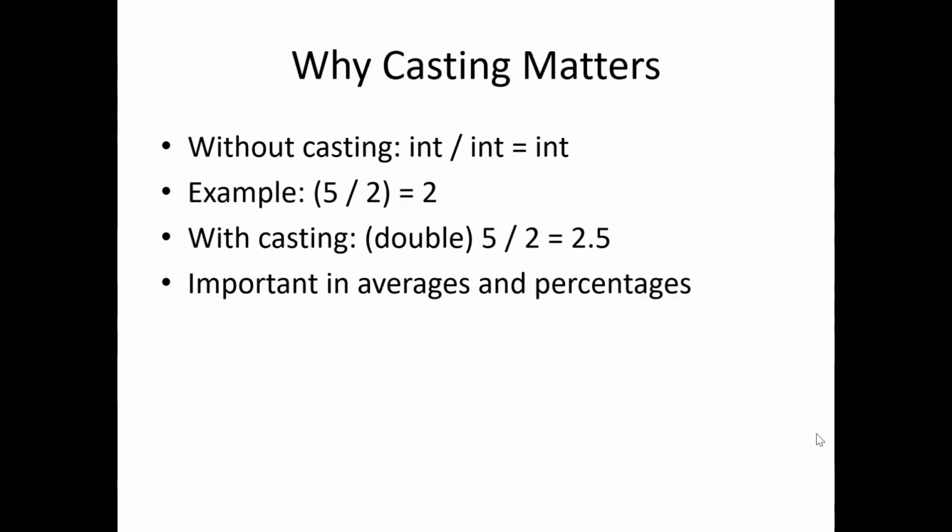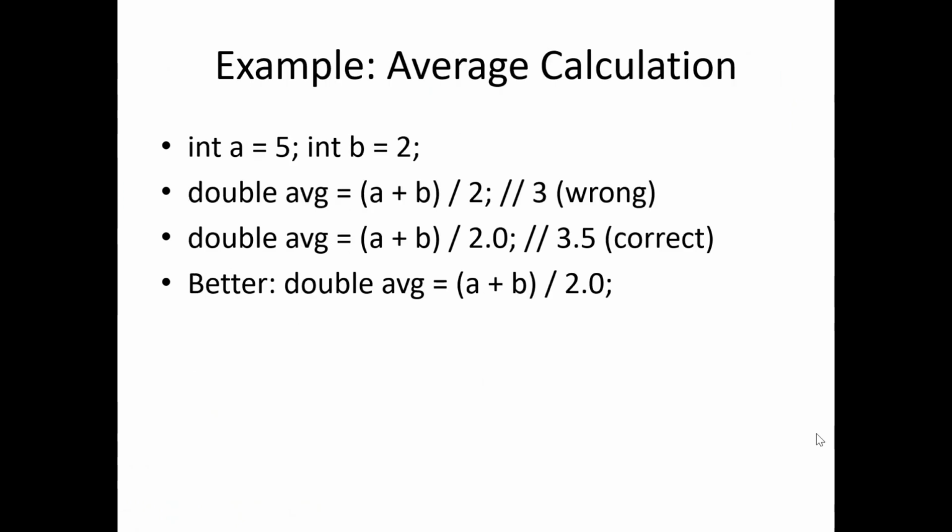Casting matters, like we saw on the last page, because without casting, integer divided by an integer is an integer. Example, 5 over 2 is equal to 2. But with casting, we're casting 5 over 2 to a double, and we'll get the right answer of 2.5. So this is really important in averages and percentages.